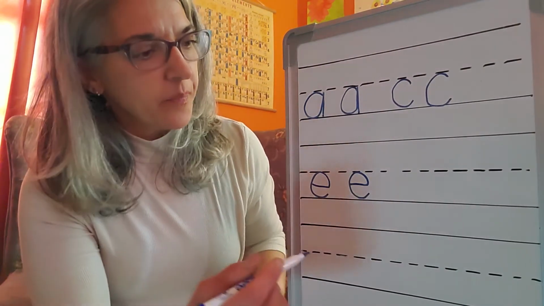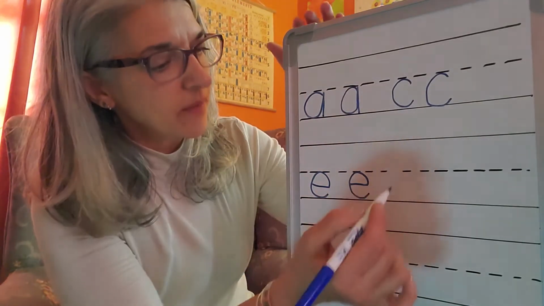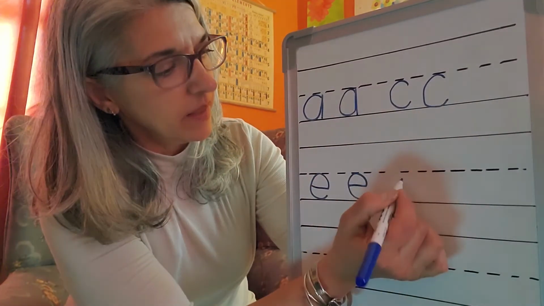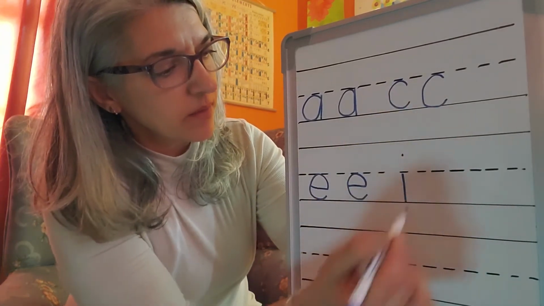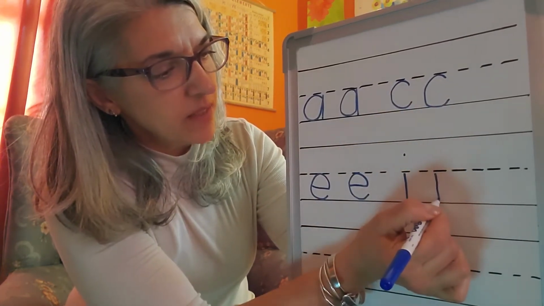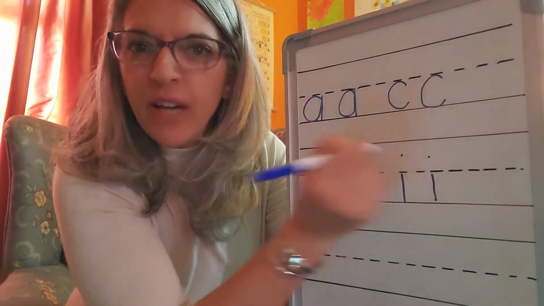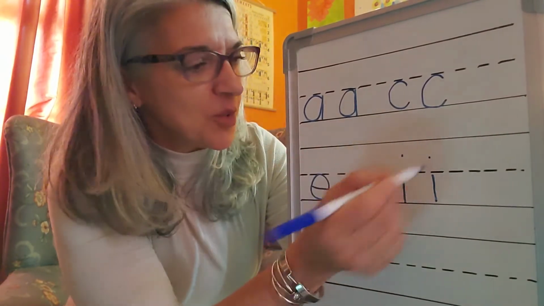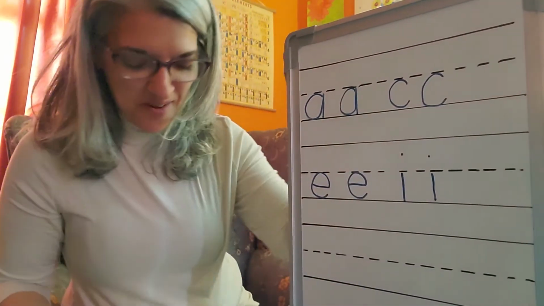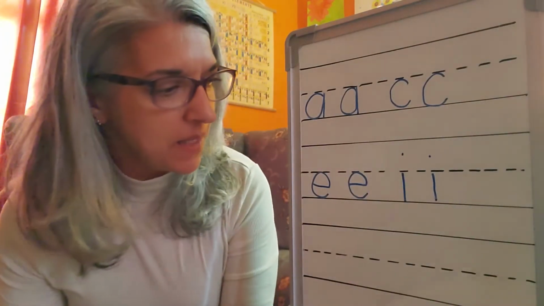Okay, so I is easy. It's just to pull down straight, but then we have a dot. Okay, so pull down straight, dot. Pull down straight, dot. Remember, we don't want to make raisins or hearts or stars, just a little dots, good enough. Okay, let's see. Our next letter will be M.